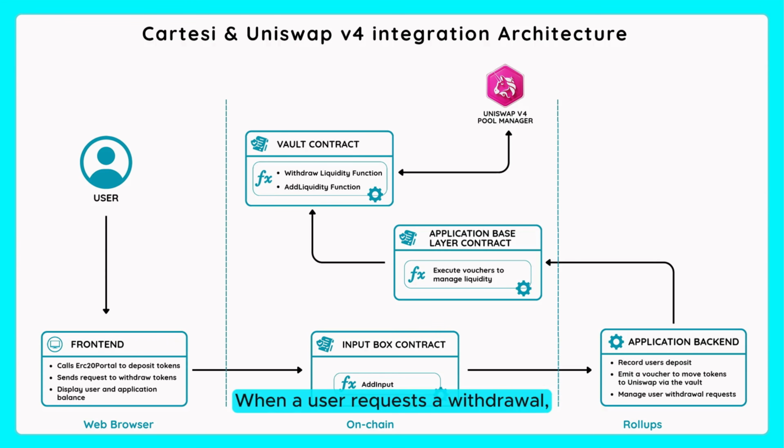This allows the application to actively utilize idle funds, generating additional value while they remain available for user withdrawals. When a user requests a withdrawal, the backend once again emits a voucher. This voucher instructs the Vault to withdraw the required liquidity from Uniswap and transfer the corresponding tokens back to the user. Through this integration, applications can go beyond simple fund storage into actively participating in liquidity provision, generating yield, and even managing their own liquidity pools on Uniswap.